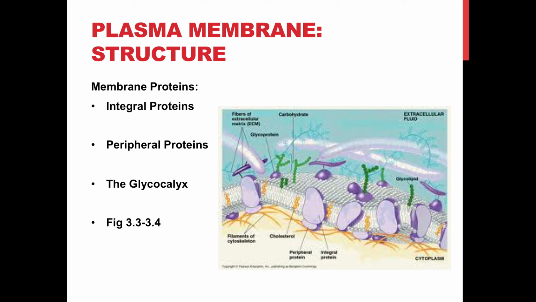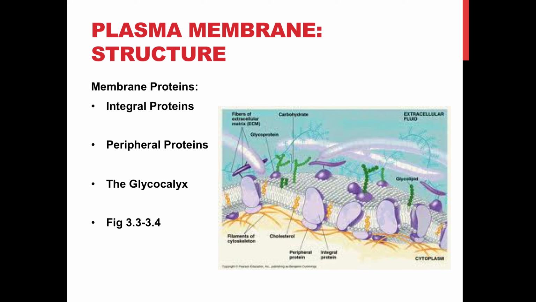And then the glycocalyx. So these are proteins with attached sugar molecules. We talked about glycolipids. Those were fats with attached sugar molecules. The glycocalyx is proteins with attached sugar molecules. Those glycolipids are also part of the glycocalyx, so it gets confusing. But basically, the glycocalyx is just the sugary coating our cells have, kind of like an M&M.